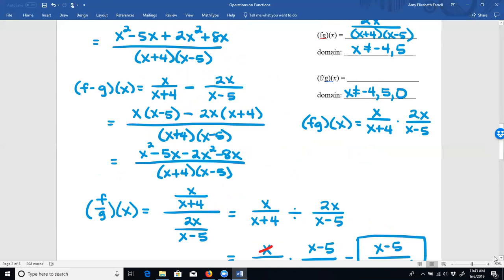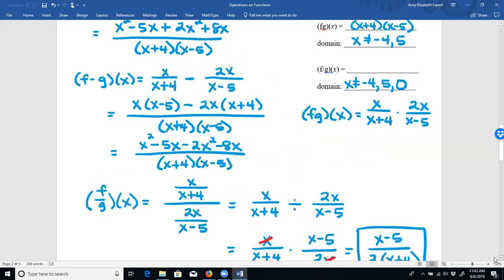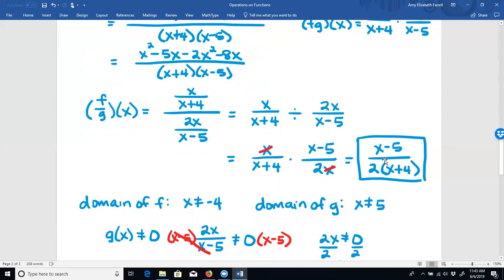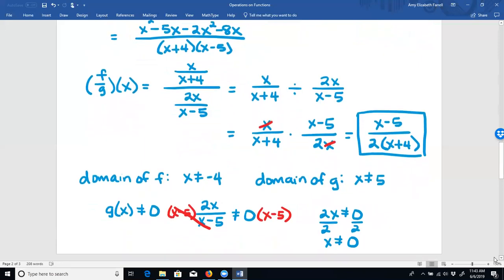So we have an extra number that we have to remove from the set of all real numbers, and that is the number 0. 0 is what makes g of x equal to 0. You may be wondering why, because if you look at the simplified answer, it looks like, oh, I could plug in 0. That's not an issue. Oh, I could plug in 5. That's not an issue.